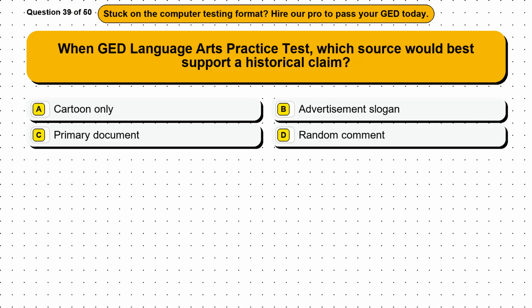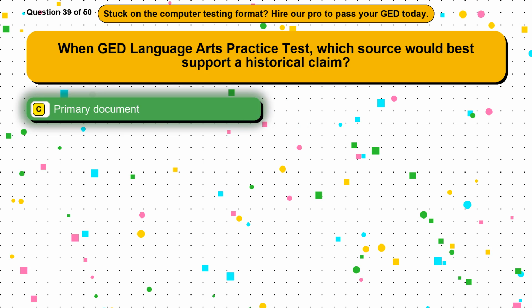Question 39. When GED language arts practice test, which source would best support a historical claim? Option A, cartoon only. Option B, advertisement slogan. Option C, primary document. Option D, random comment. The correct answer is option C.